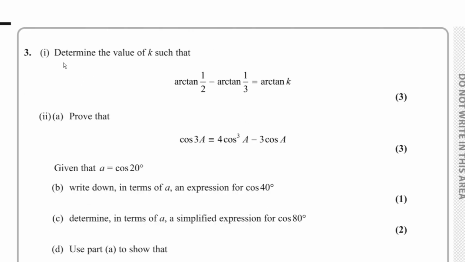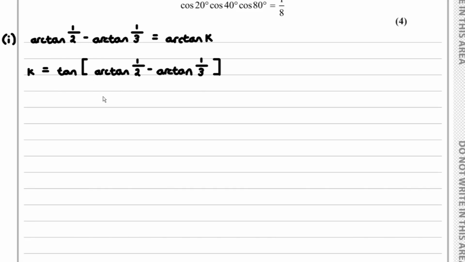Question number 3. For the first part, determine the value of k such that the arctan of 1/2 subtract the arctan of 1/3 is equal to the arctan of k. Given the equation, we can take the tan of both sides to find out what k is. k will equal the tan of the arctan of a half subtract the arctan of 1/3.